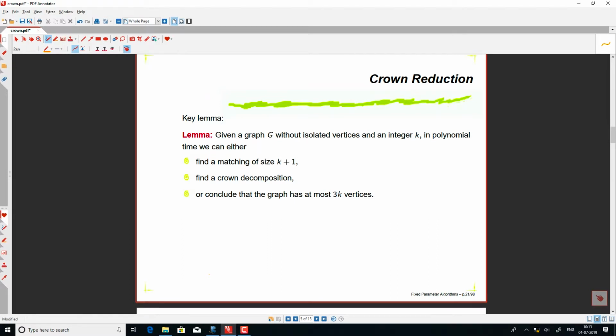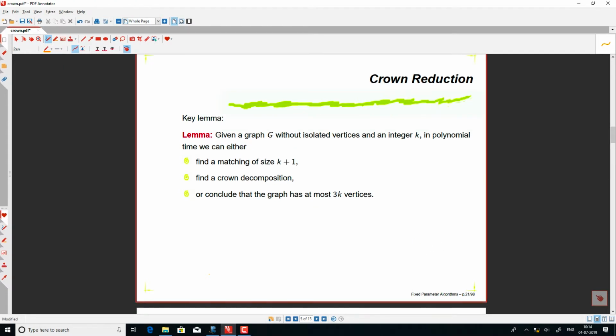Okay. So now all I'm left to do is to give a proof of this lemma. If you omit the polynomial time thing, it is just a pure, interesting graph theoretical result. It simply says that if you have a graph on a large number of vertices, either you will have a matching or a crown.